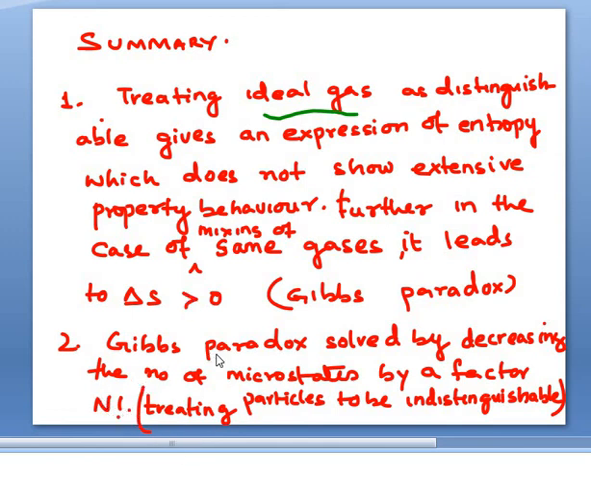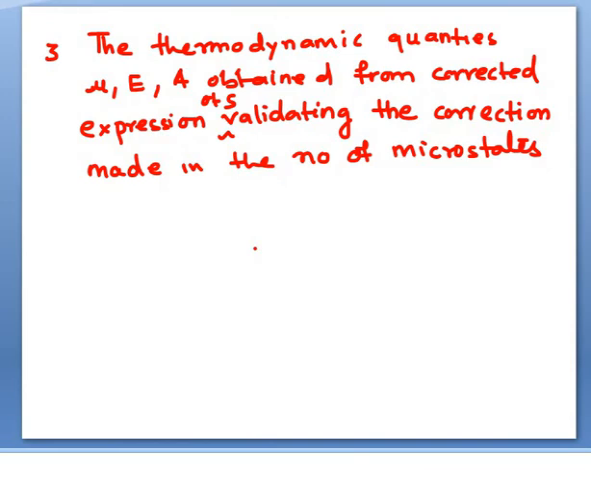So whenever we say classical ideal gas, we cannot completely solve it using the concept of distinguishable particles, because these particles have to be treated as indistinguishable to get the correct entropy and other parameters. And this solves the Gibbs paradox. So we have done both, and then we found the thermodynamic quantities mu, E and A obtained from the corrected expression of S, validating the correction made in the number of microstates. So this is the summary of the presentation. So that's it. Thank you.